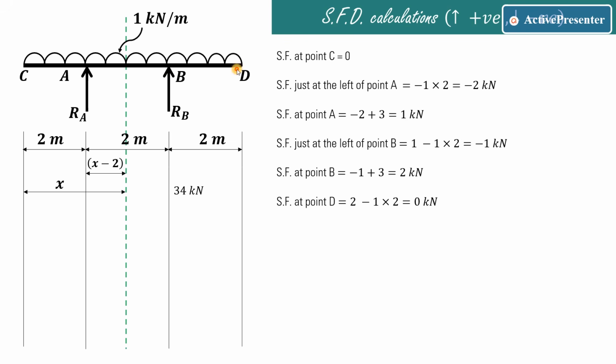Between B and D, there is a u.d.l. of 1 into 2 acting in the downward direction. So to this 2, we have added minus 1 into 2. So 2 minus 2, that is 0 kilonewton. Now using these values, we have to draw the shear force diagram.